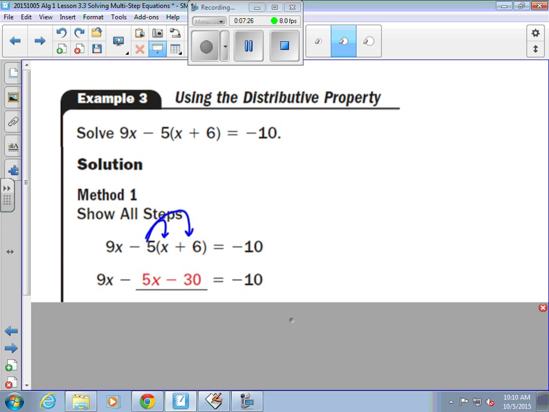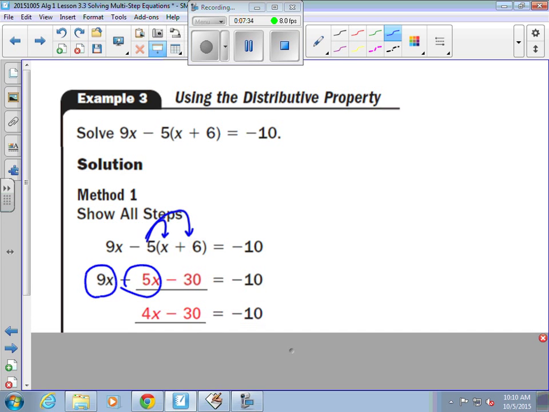Once you have that, it's still not simplified completely on the left side. We can still combine 9x and negative 5x. And when we do that, we have 4x minus 30 is equal to negative 10. Now it's completely combined on the left. You can't put 4x and negative 30 together because they're not like terms.